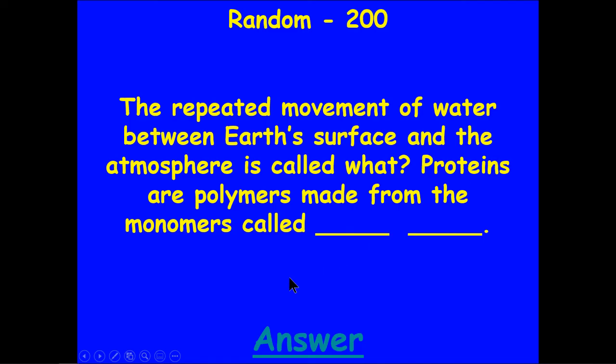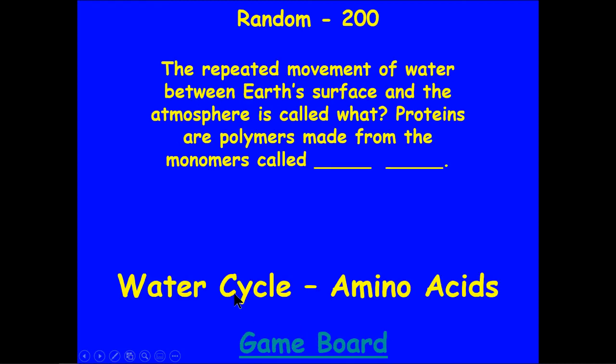The repeated movement of water between Earth's surface and the atmosphere is called what? Proteins are polymers made from the monomers called blank blanks. This has been in there a couple times, which is just fine. If you know it once, you know it a couple. All right, answer coming in 5, 4, 3, 2, 1. All right, that is the water cycle and amino acids.